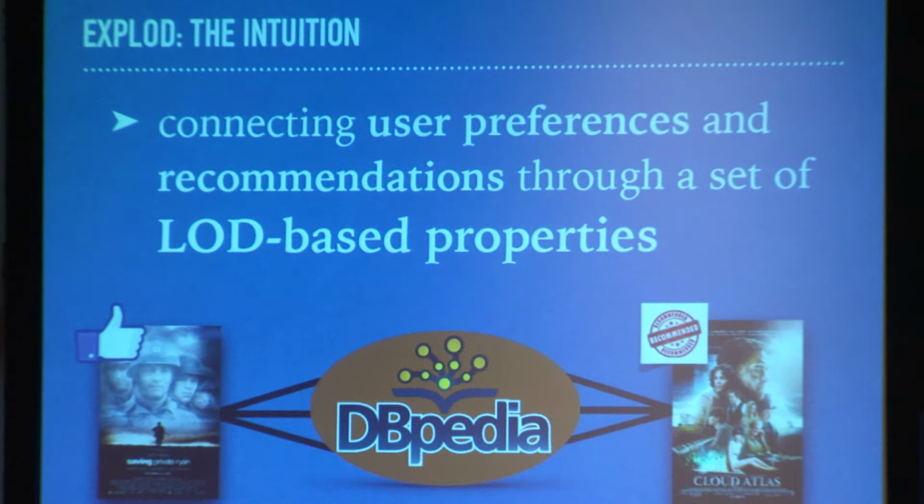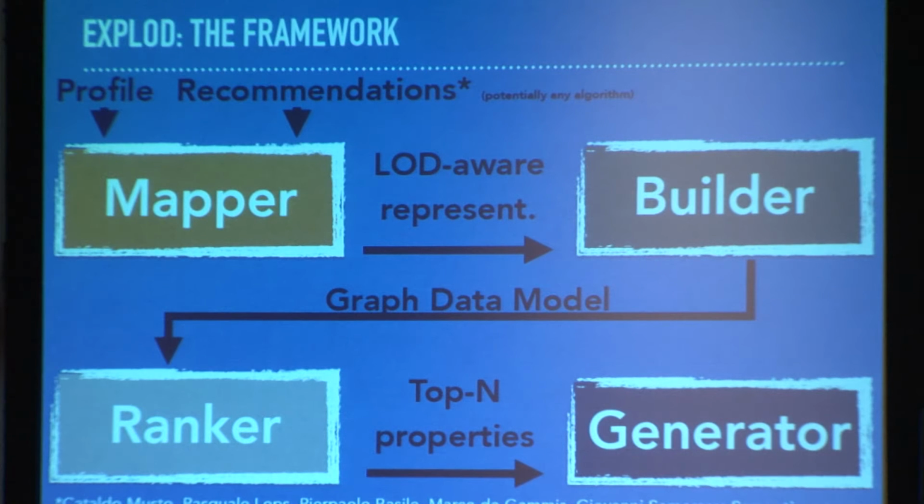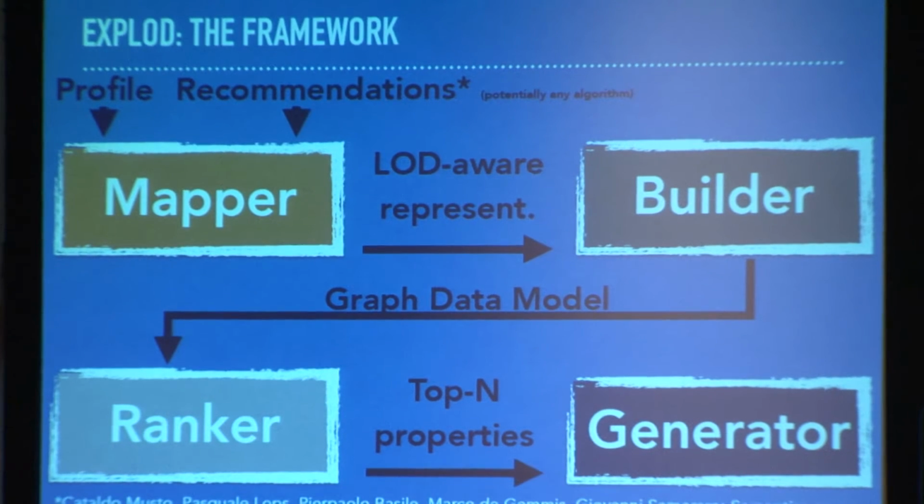The main intuition behind ExpLOD is to connect the recommended items and the user preferences by properties extracted from DBpedia. So the first step is to perform an entity linking process that assigns to each item the DBpedia URI, so we are able to extract the DBpedia properties for that item. This is the general architecture of ExpLOD. It is composed of 4 main components. And the strength of ExpLOD is that it can potentially be used with any recommendation algorithm.